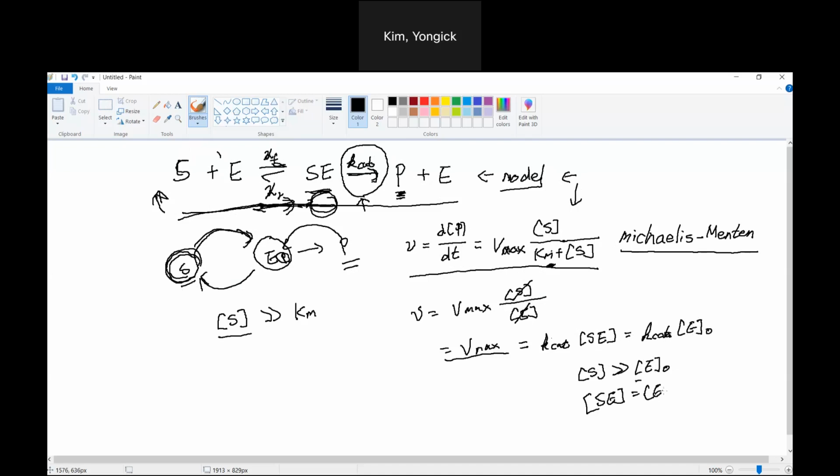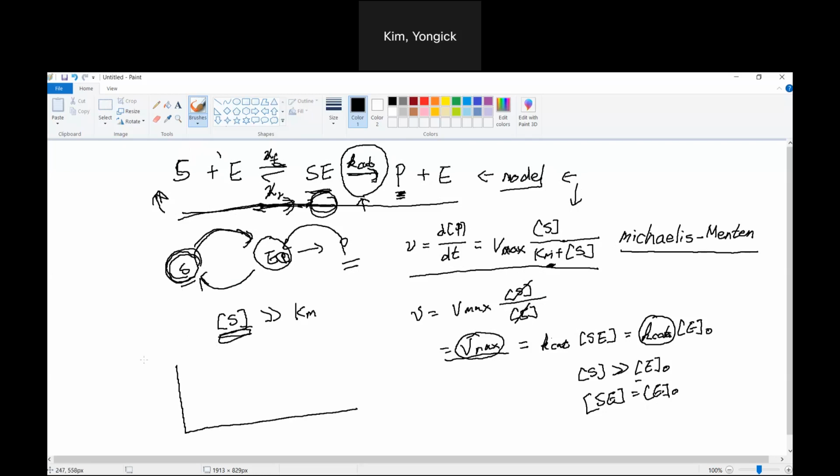SE equals E0, because all the enzyme actually binds with the substrate. So you can get the Vmax, the maximum speed of this reaction, and then also the kcat number if you have a saturated concentration of the substrate. So experimentally, how can we get the Km and kcat number?